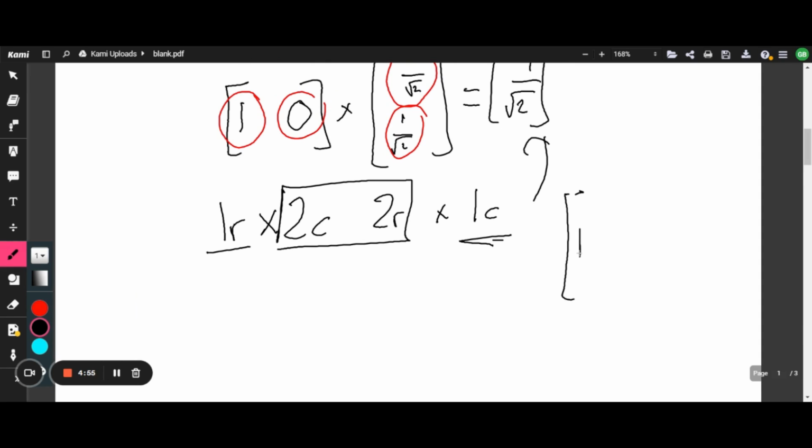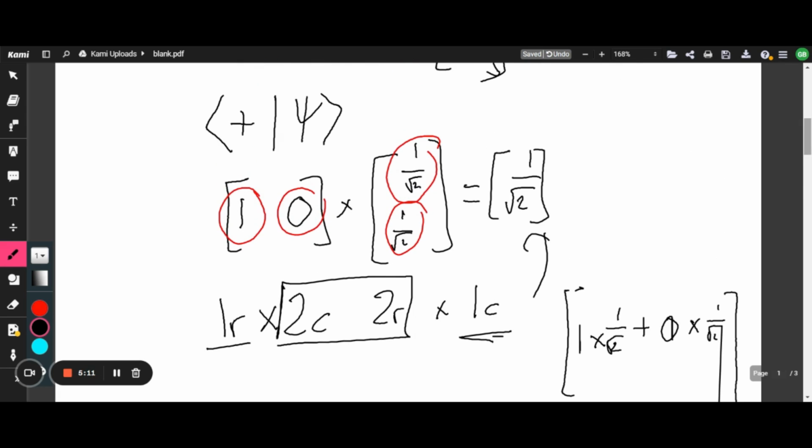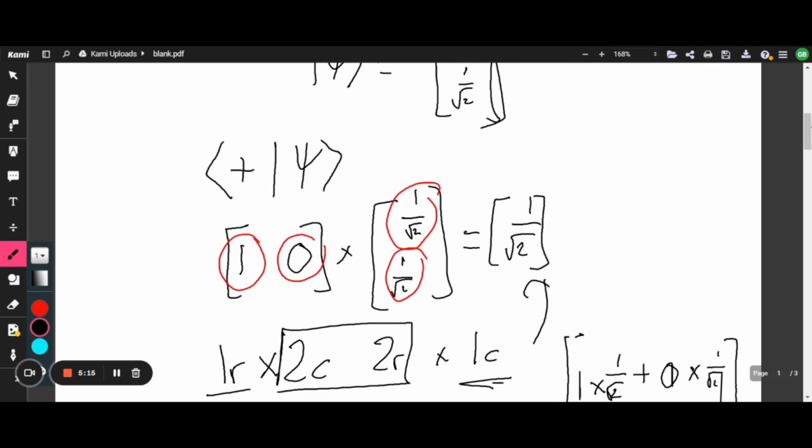So 1 times 1 over square root 2 plus 0 times 1 over square root 2. Don't know why that came so long, but okay. So we have this value here. But what do we do with it?